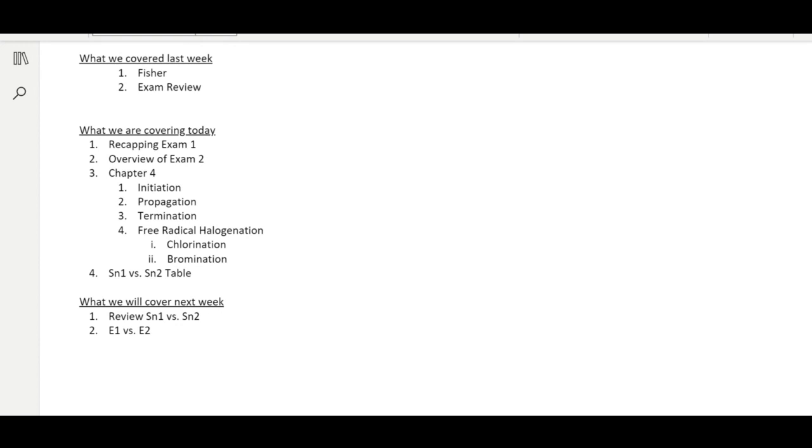So today we are going to recap exam 1. We're going to take a look at what's coming next in exam 2 or unit 2. And then we're going to start off with chapter 4, talking about all those things: initiation, propagation, termination, as well as free radical halogenation, specifically chlorination and bromination. And then we are also going to get into SN1 and SN2. And then next week, we are going to review SN1, SN2, and start on E1, E2. All right, so let's get to it.